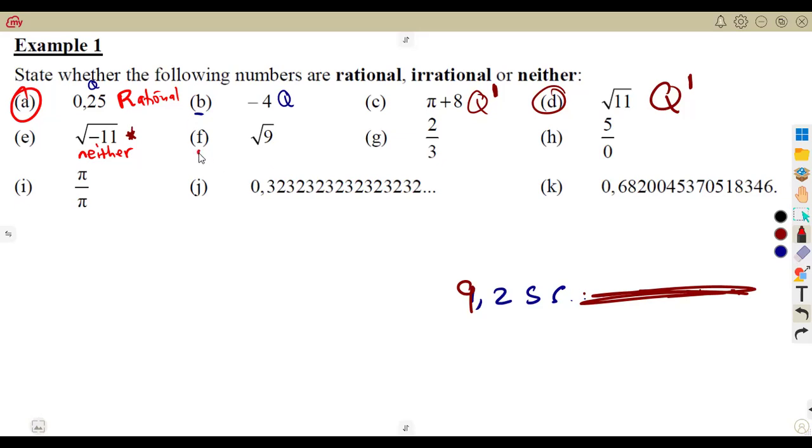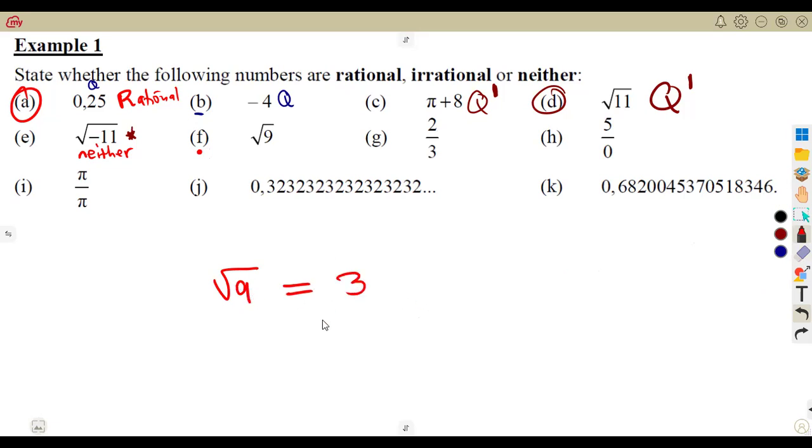All right, let's move on to F. We've got the square root of 9 there. Can we say the square root of 9 is a rational number? Can it be simplified? That's the first thing. Square root of 9 is equal to 3. So 3 is a whole number, an integer, 3 over 1. So that's a rational number because it can be written in the form of A over B. Guys, 2 over 3 is already a fraction, already in the form of A over B, a proper fraction.